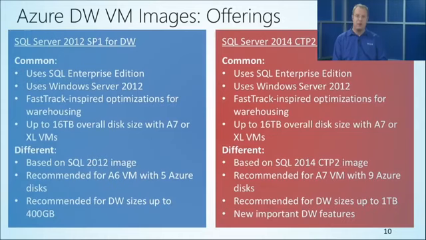The reason for the difference in the data size between these two images is that SQL Server 2014 comes with a number of important features for data warehousing. First of all, I want to mention the clustered columnstore index, which is new in SQL Server 2014, and it allows you to compress your data warehouse and keep it in memory. That's also the reason why we decided to go with the A7 VM, which has the larger memory size, for SQL Server 2014. If you're using clustered columnstore index, you can fit most of your data warehouse into main memory, and it gives you much better performance, particularly in Azure.